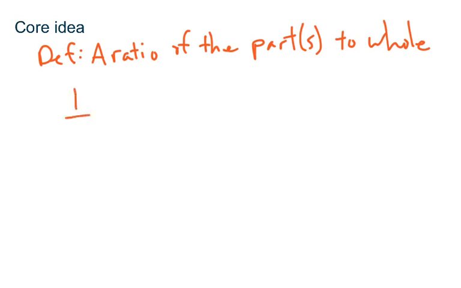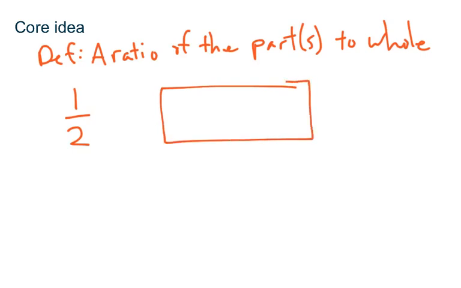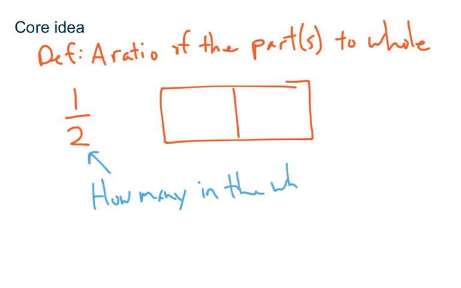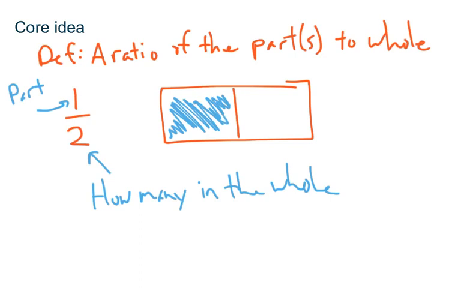So when we write something like 1 over 2, what we're saying is that we've taken something and we've broken it up into two parts. And so this is how many are in the whole. And then this right here would be the part. And so if we have 1/2, it looks like that right there. We have 1 over 2.